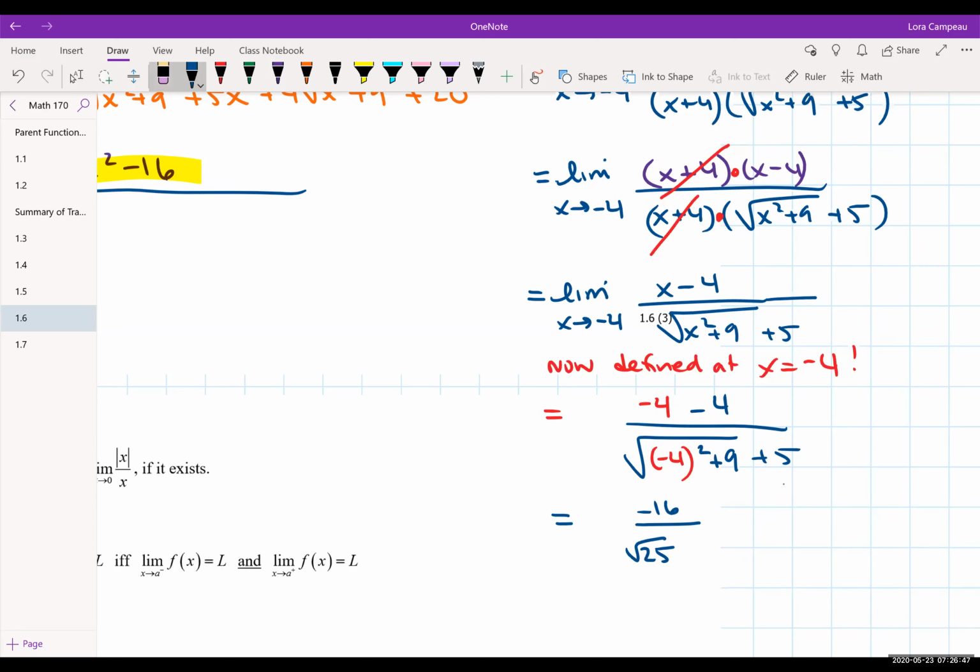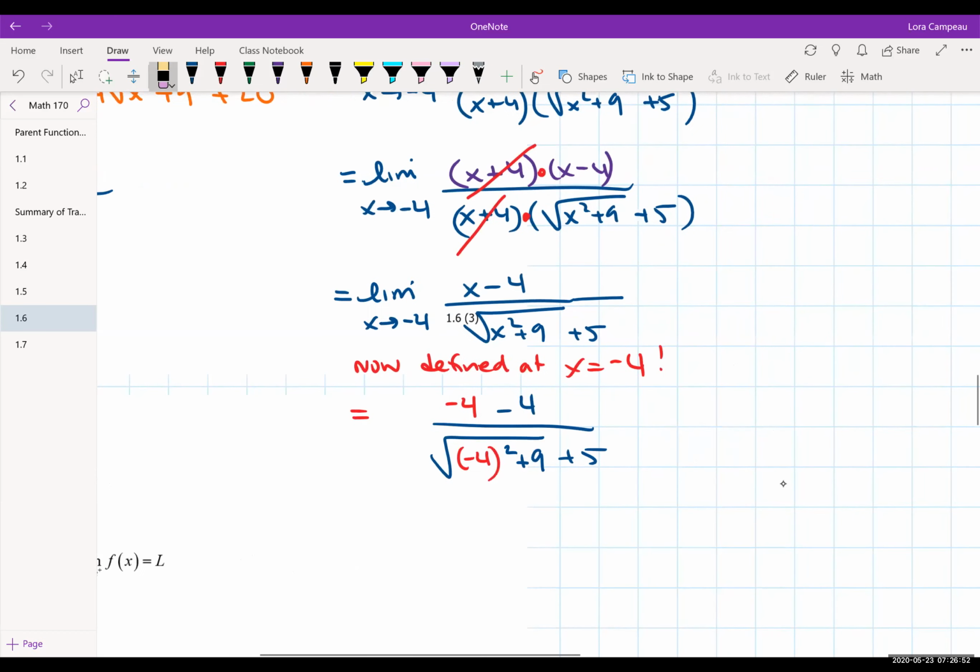Actually, I don't want to run into my other example, so I'm going to go sideways, if you don't mind. I guess you have no choice. Wait a second, negative 4 minus 4 is not negative 16. Negative 4 minus 4 is negative 8. But the square root of 4 squared plus 9, that's 16 plus 9, is 25. But then we also have a plus 5. The plus 5 is on the outside of the radicand.